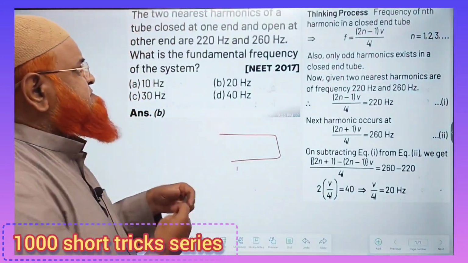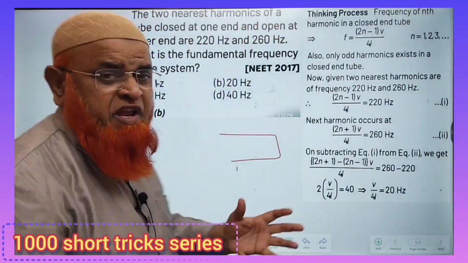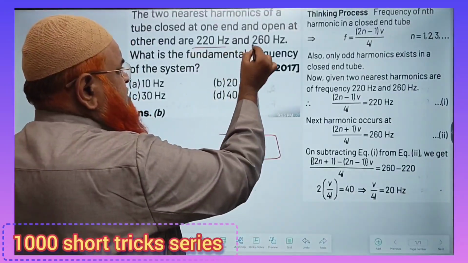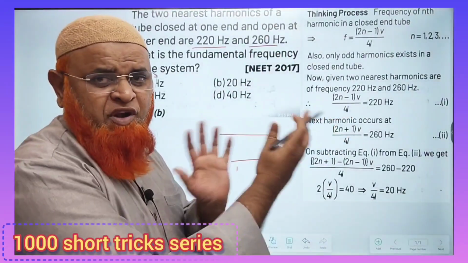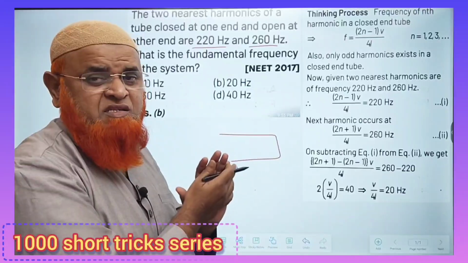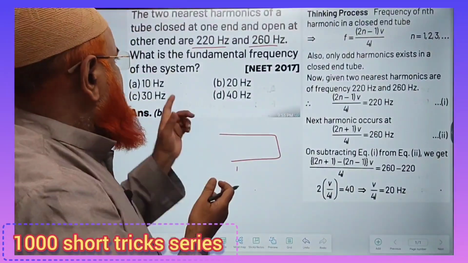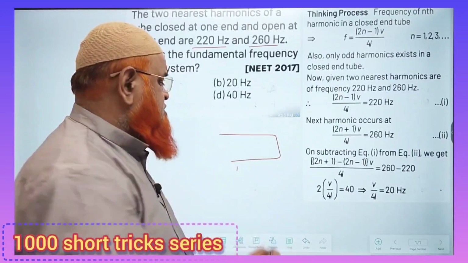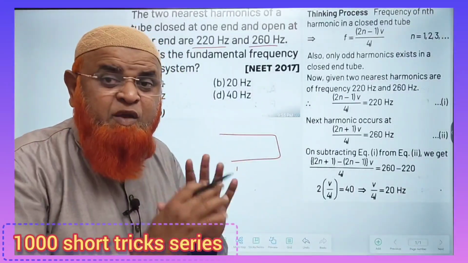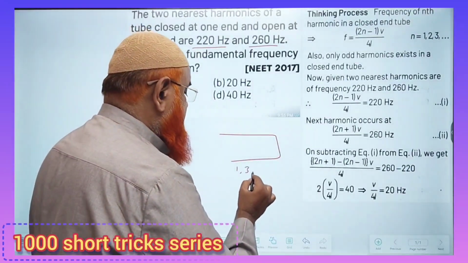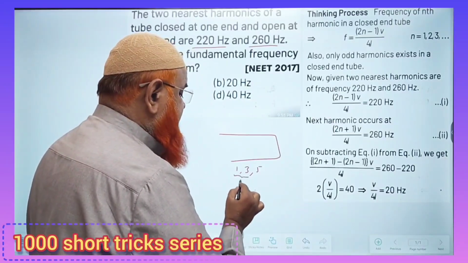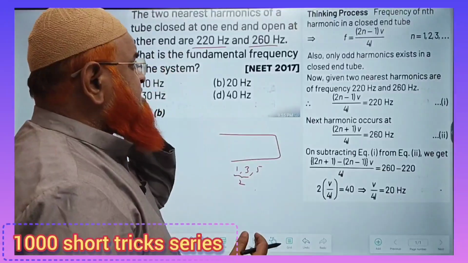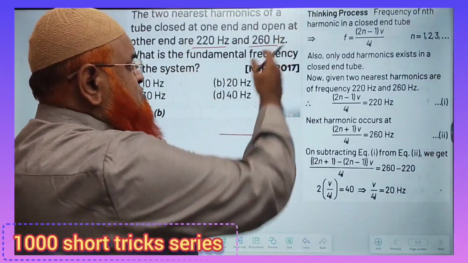You can see that the two nearest harmonics of a closed pipe are given. What is given? 220 and 260 Hz, closed pipe harmonics. That means successive harmonics. And what is the fundamental frequency of that system? It's a closed pipe, and you know that in a closed pipe, frequencies are in the ratio 1:3:5. That means there is a gap of 2. And he is giving the successive frequencies 220 Hz and 260 Hz.